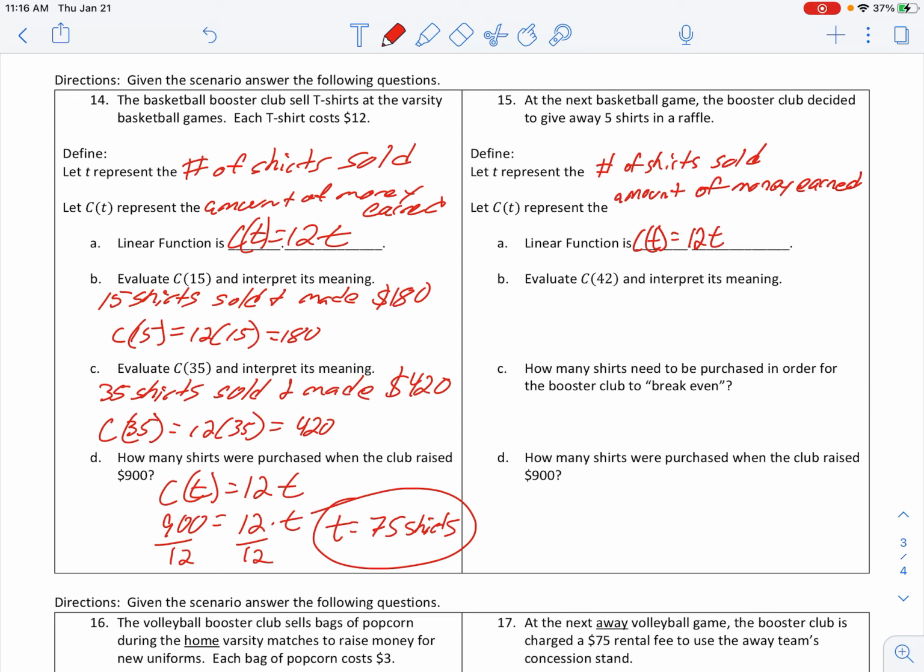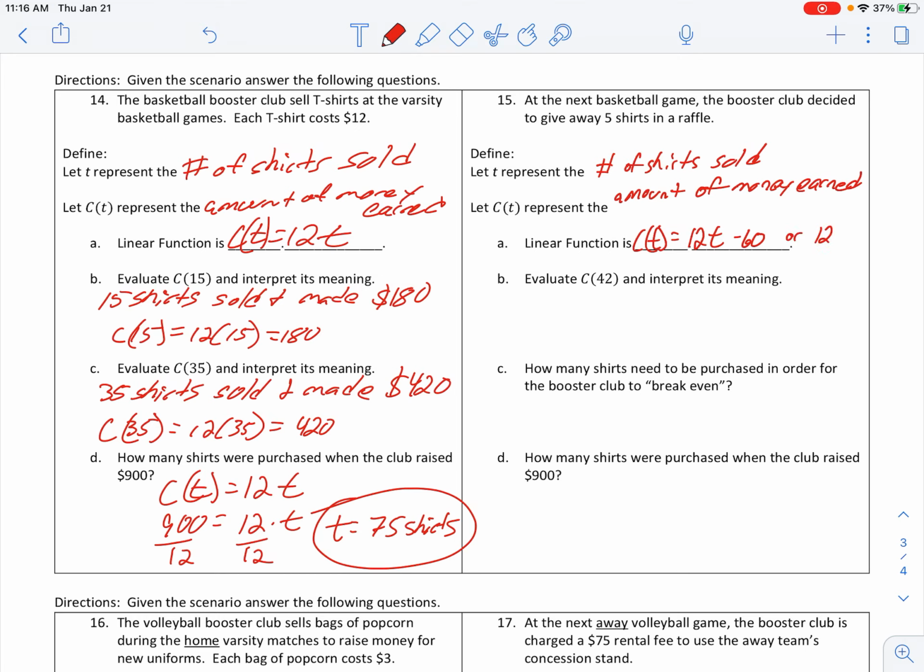We're still selling the shirts at $12 a pop. But because we're giving away 5 free shirts, we're losing money at the same time. So we can write this 2 different ways. For those shirts that we keep losing, and we're losing $12 times 5, 12 times 5 is 60. We're losing $60 each time. Now this is what we call general form or slope-intercept form.